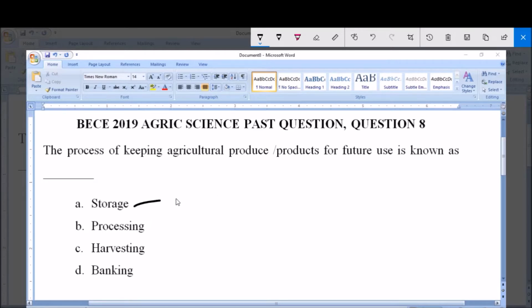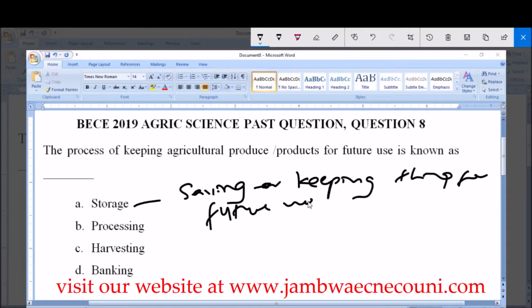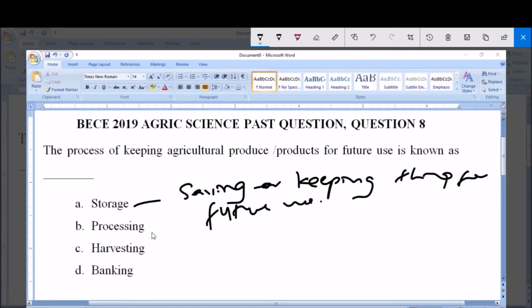Now A here says storage. Like we know, storage simply means, in a simple sense, saving or keeping things for future use. That's storage. Now, in terms of agriculture, storage simply means keeping agricultural produce or products for future use. That is storage.